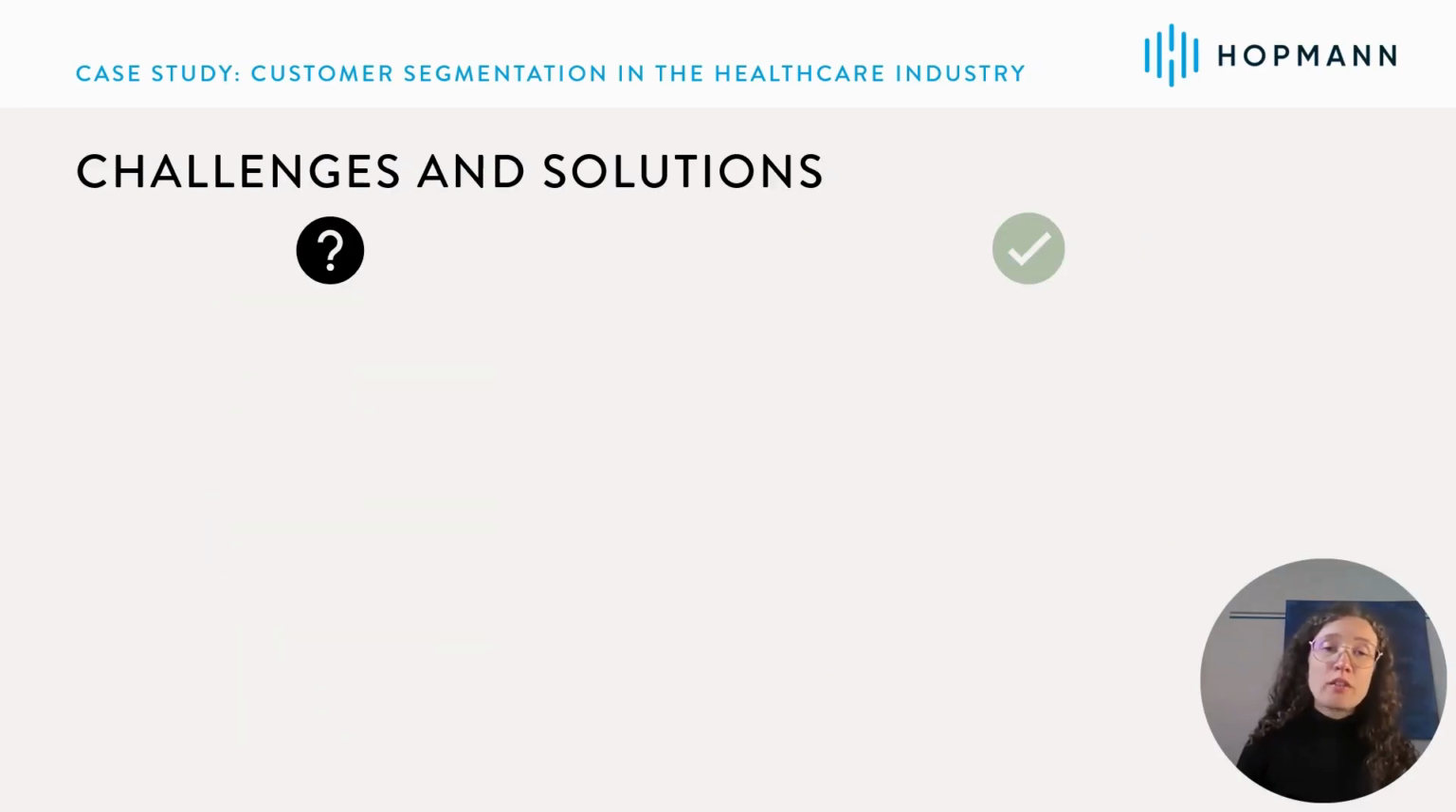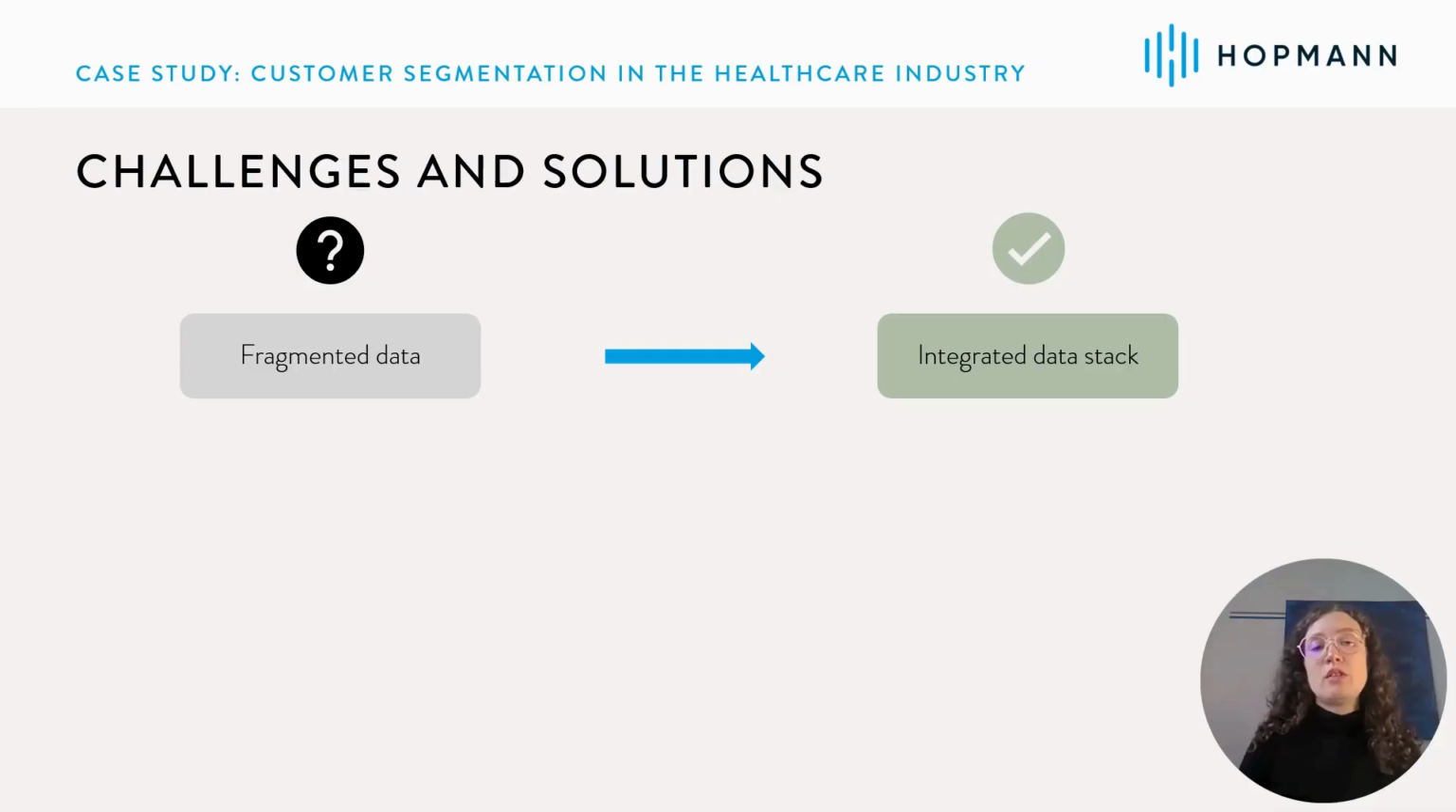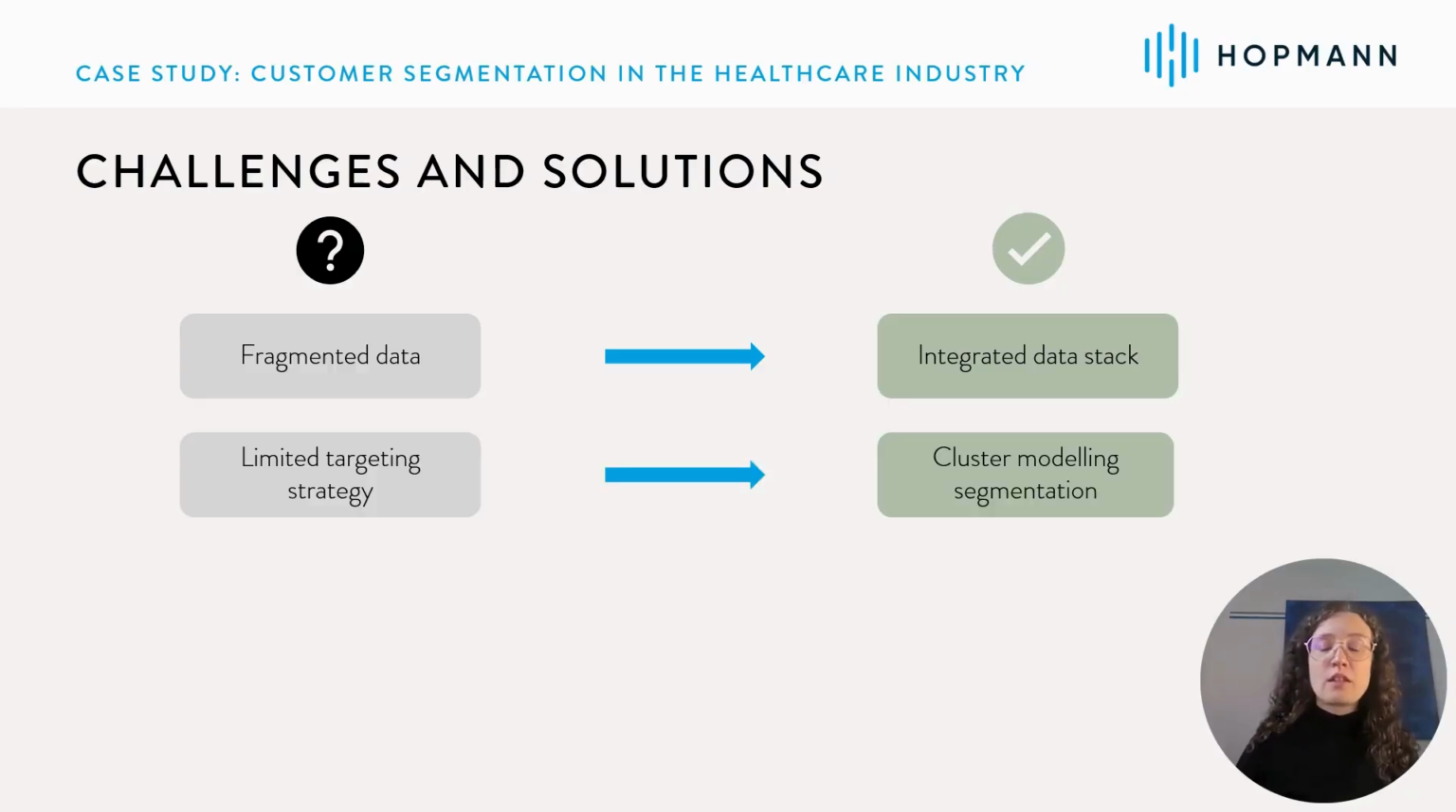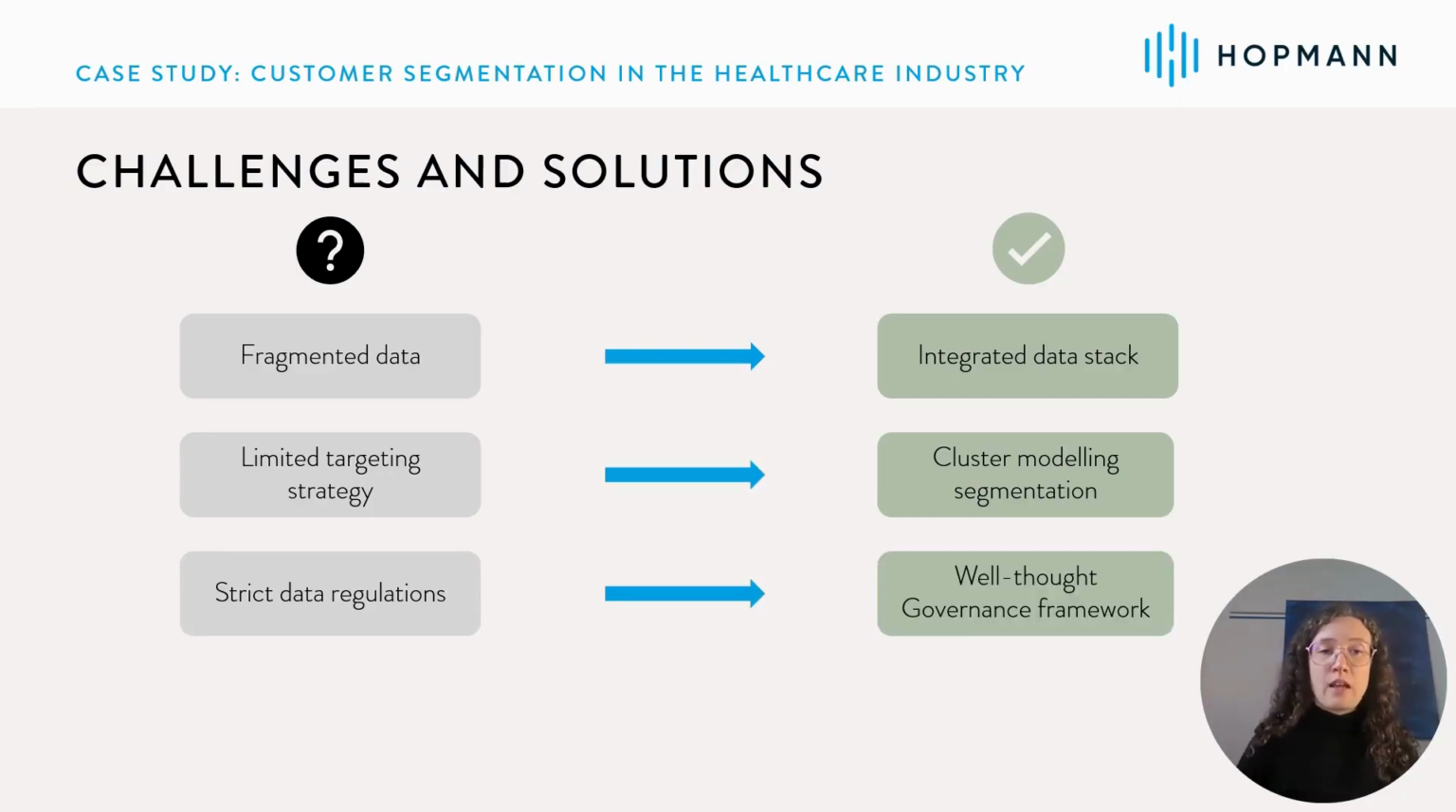Along every project there are always different challenges. Let's talk about them now quickly, and also I will tell you how we solved them. The first one was in terms of data fragmentation, which is a very common one. How we went around this one was basically building the data stack. The second challenge that we faced was this limited targeting strategy that the company had, and this is why we really recommended this clustering model in order to create the segments so that really we could offer more targeted communications to the HCPs.